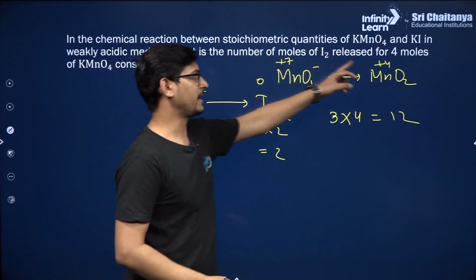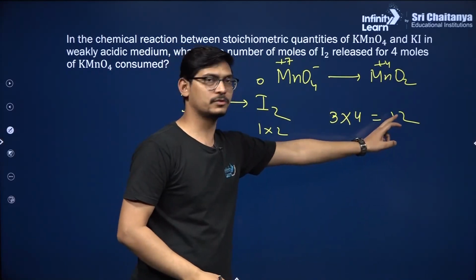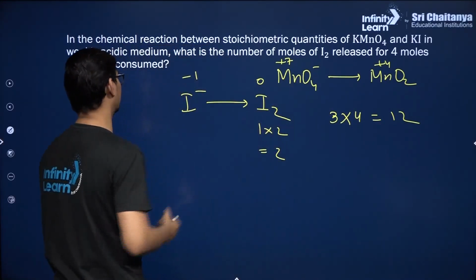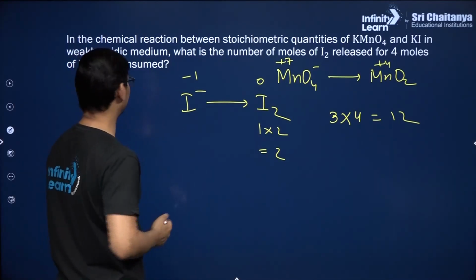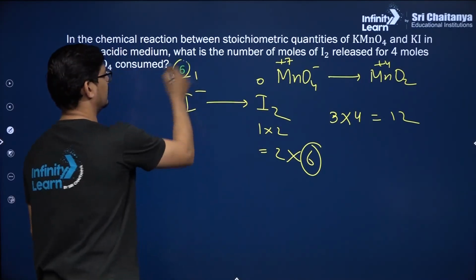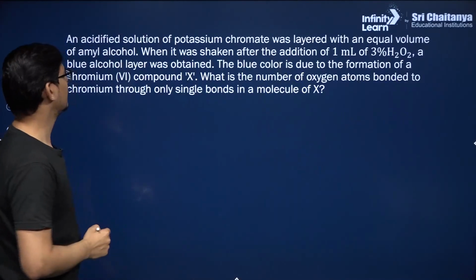And what is the number of moles of iodine released for this? So to produce the 12 moles of electrons needed for the reaction of 4 moles of KMnO4, 6 moles of iodine should be produced. So the correct answer here would be 6.